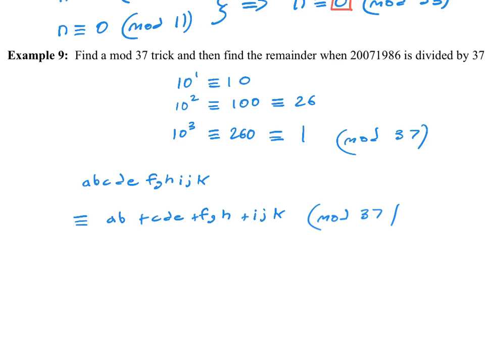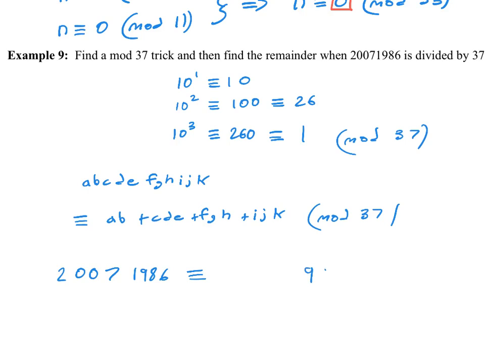Okay, so now let's try to take our number 2007, 1986. If you're wondering why I picked that number, there are years that are very important to me. 1986 is my birth year, and 2007 is the year that I first became a mathematician and got to lecture my first class. So I want to take this number and break it up into groups of size 3.